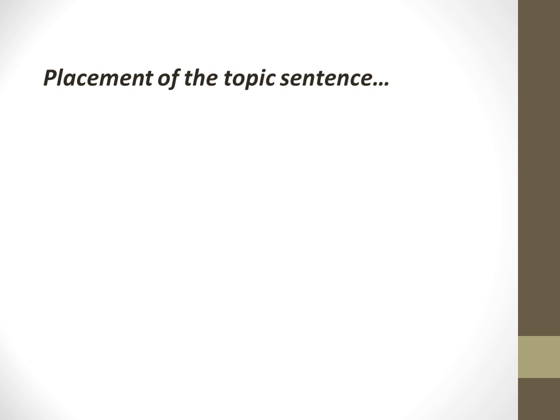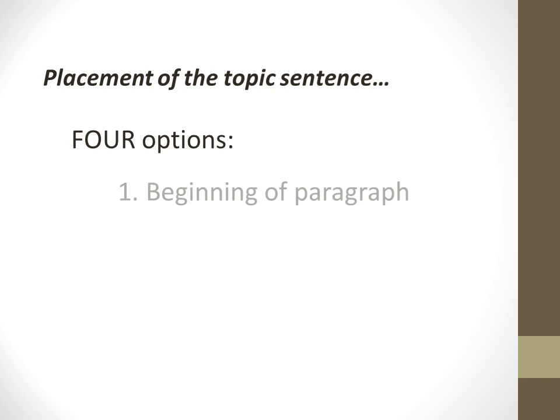So today I want to talk about the placement of the topic sentence, not necessarily how to build one. I'm assuming that at this level you should be able to come up with a decent topic sentence for a paragraph, but where to put it, and to know that it doesn't just have to go at the beginning. So I want to talk about 4 different options for placing a topic sentence in a paragraph.